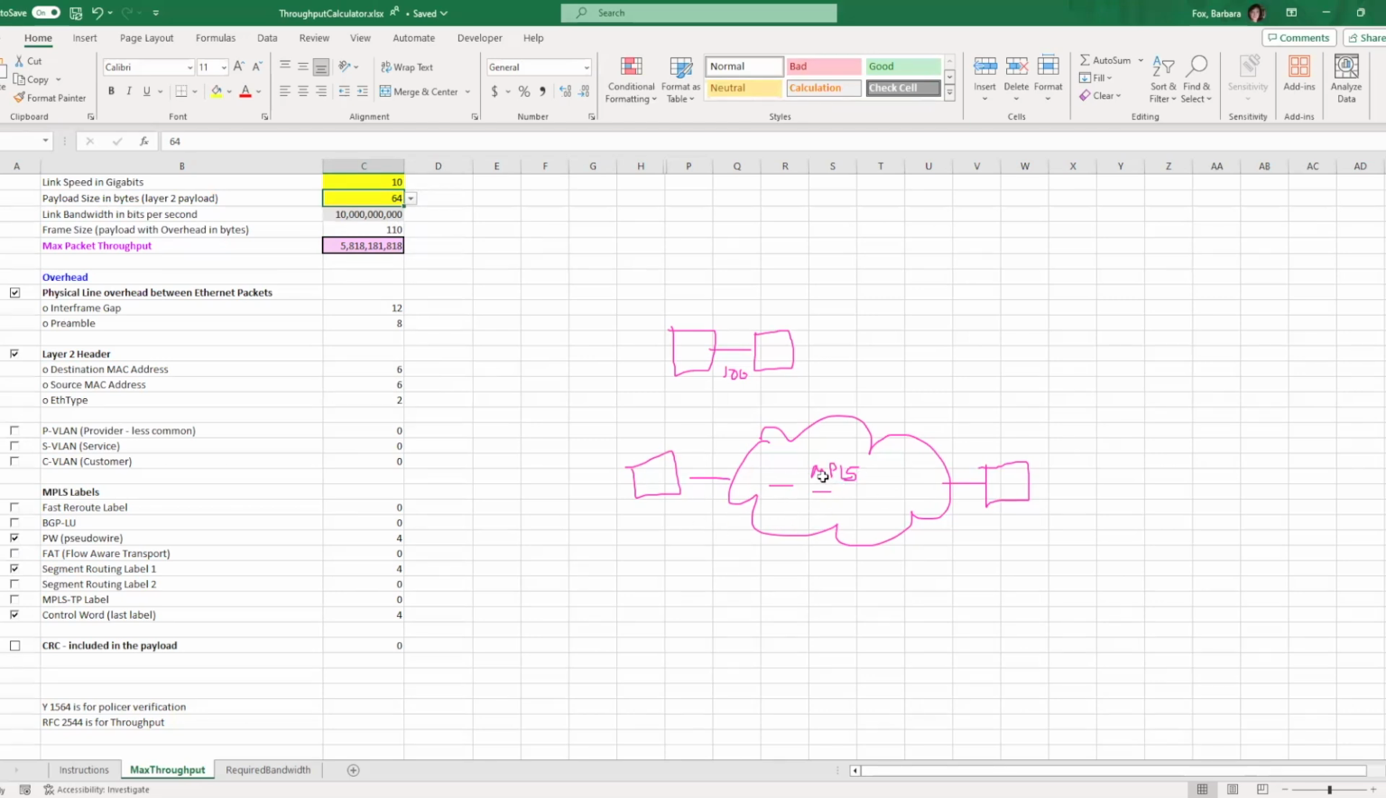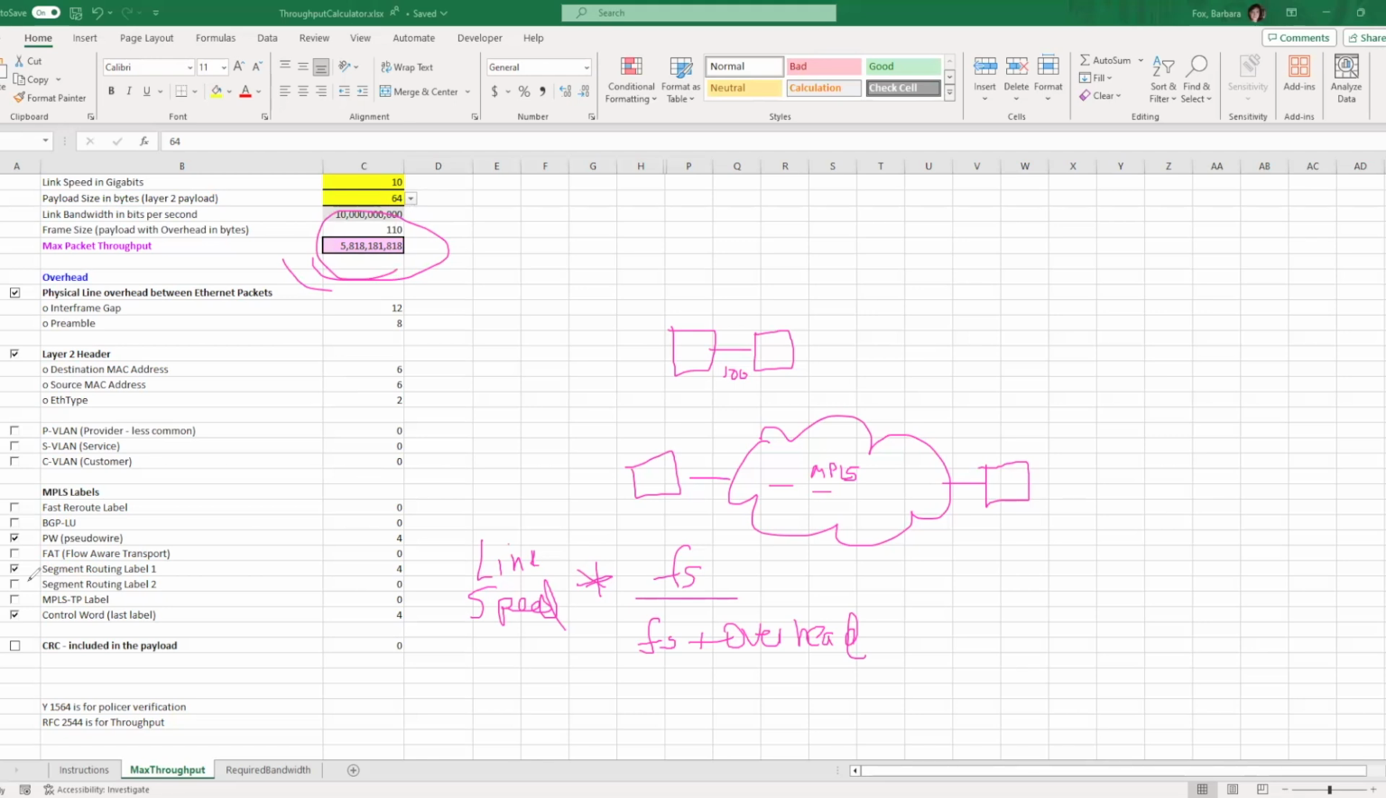The way that we determine how much traffic you can get through is by taking the link speed and multiplying it by the frame size divided by the frame size plus the overhead. So that's the algorithm that we use to determine how much traffic you can get through.